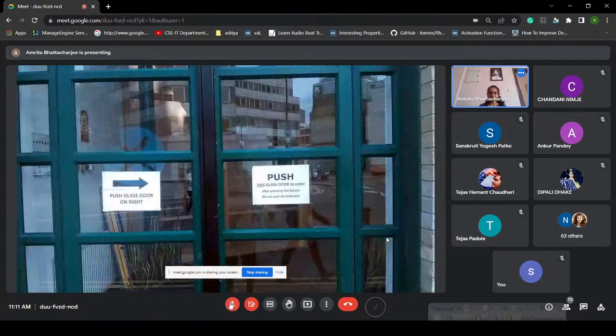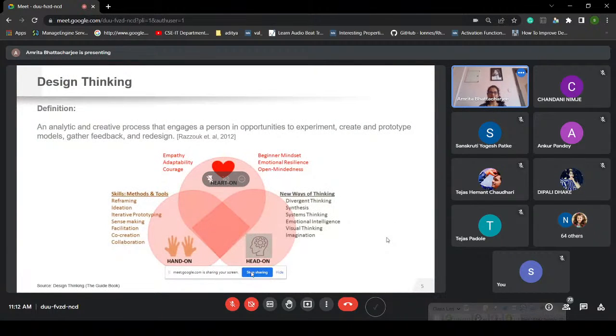Now, another example of confusing doors. It's written on the left: push, glass door on right. On the right side it is written: this glass door, to enter after pressing the buzzer, and do not push the black bar. So where should I push to open the door? Again the confusion arises, and from here comes the term design thinking.